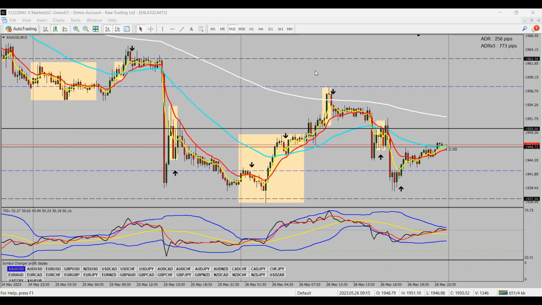Today we are going to be talking about entries. When we're talking about entries, obviously we would have had some type of trade plan, which would have been covered in a previous video.